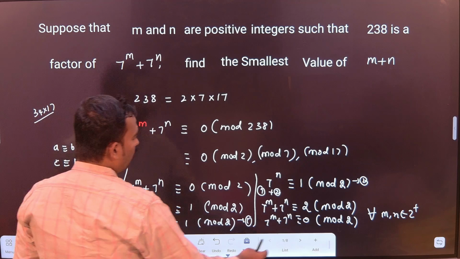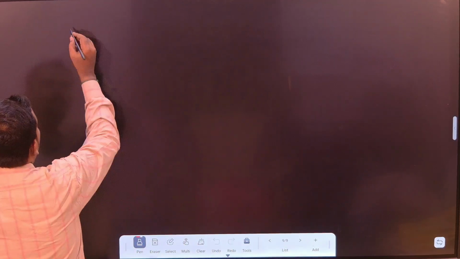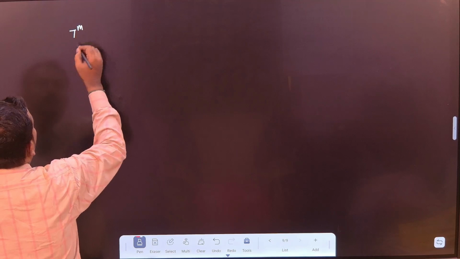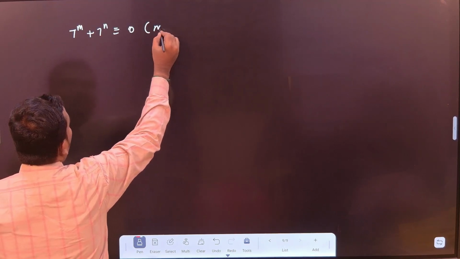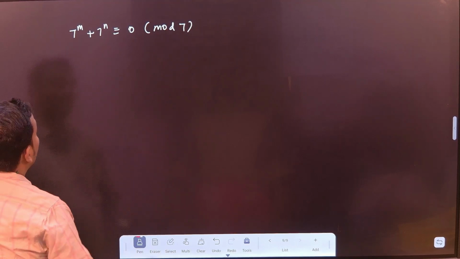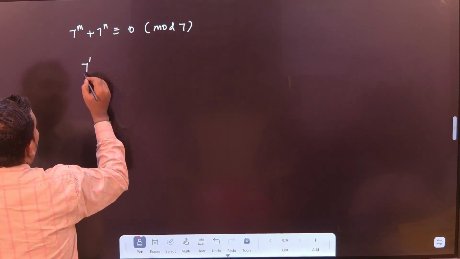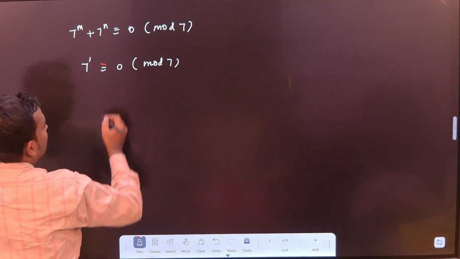Next, you can check modulo 7. Let me take another page. You have to say 7 power m plus 7 power n is congruent to 0 modulo 7. How to check this? You know that 7 power 1 is congruent to 0 modulo 7.